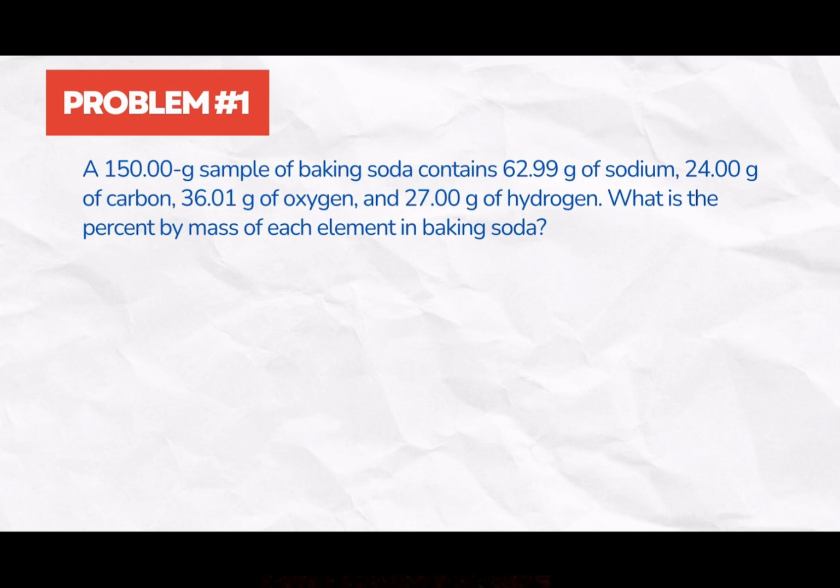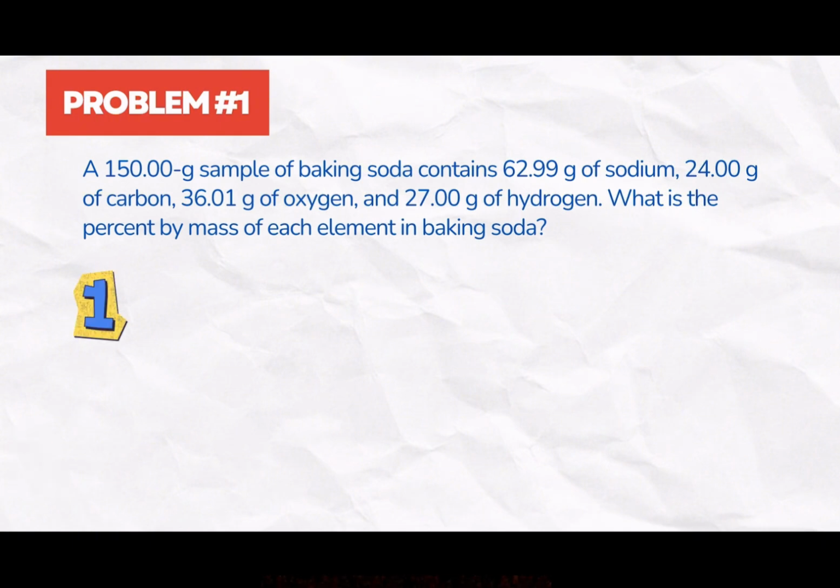Let's now solve problem 1 using MAP. A 150-gram sample of baking soda contains 62.99 grams of sodium, 24 grams of carbon, 36.01 grams of oxygen, and 27 grams of hydrogen. What is the percent by mass of each element in baking soda?